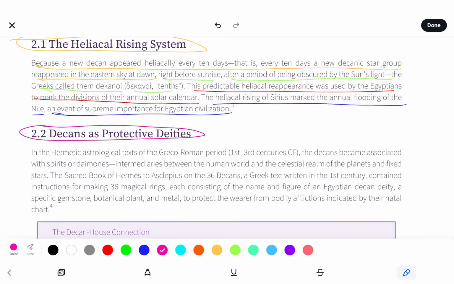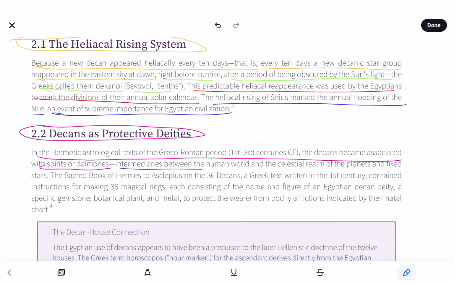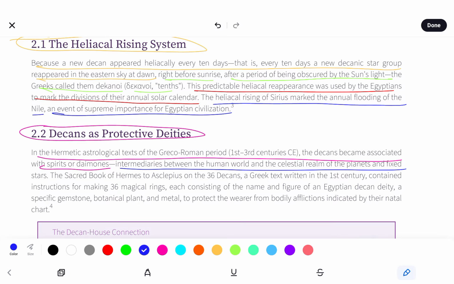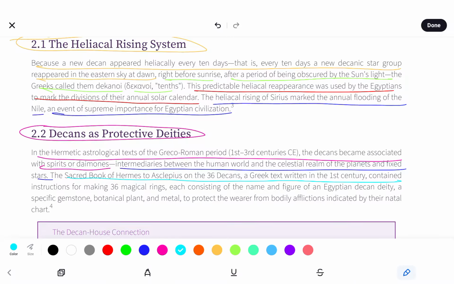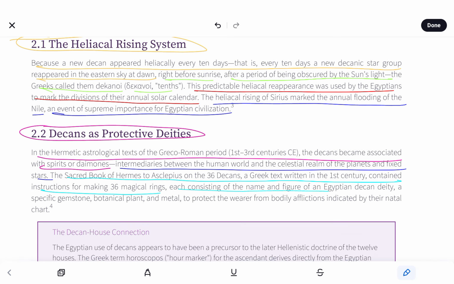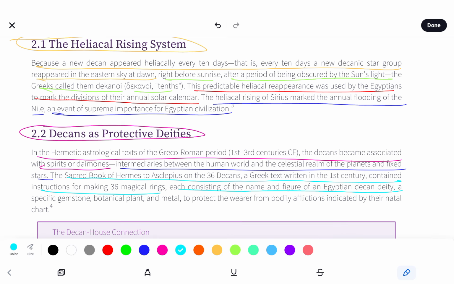Decans as protective deities. In the Hermetic astrological texts of the Greco-Roman period, 1st through 3rd centuries CE, the decans became associated with spirits, or daimones, intermediaries between the human world and the celestial realm of the planets and fixed stars. The Sacred Book of Hermes to Asclepius on the 36 decans, a Greek text written in the 1st century, contained instructions for making 36 magical rings, each consisting of the name and figure of an Egyptian decan deity, a specific gemstone, botanical plant, and metal to protect the wearer from bodily afflictions indicated by their natal chart.